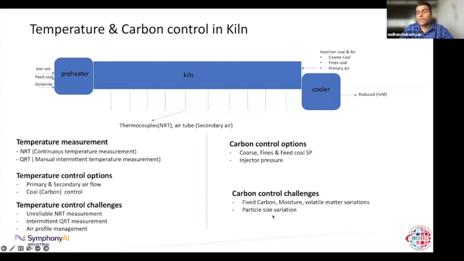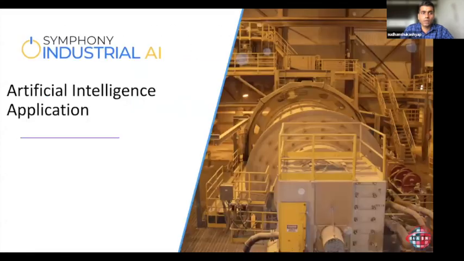So that needs a change in the set point of this coarse coal and fine coal here. And also particle size variations happen. If particle size changes, then you also have to balance coarse and fine coal such that even distribution can be maintained on the second half of the kiln. So these are the challenges with temperature and carbon control.